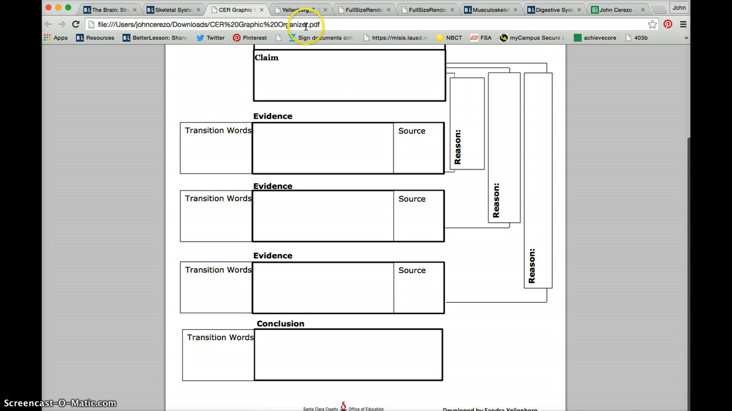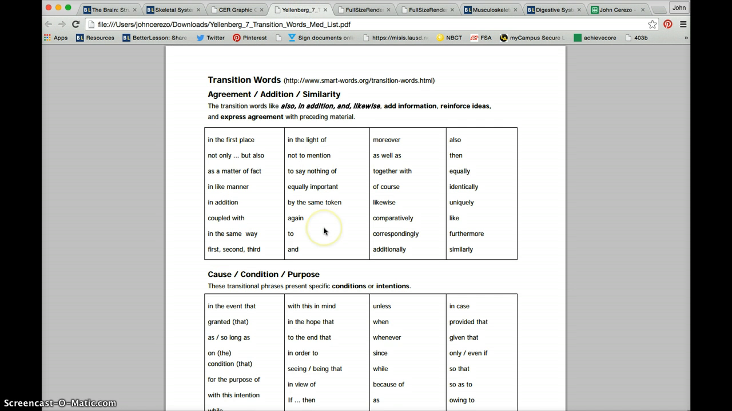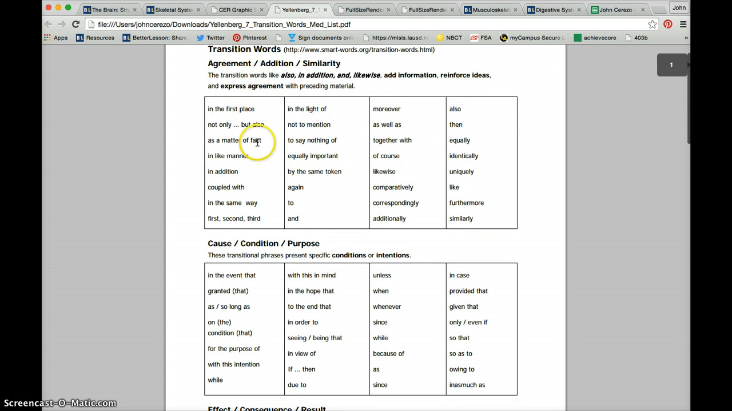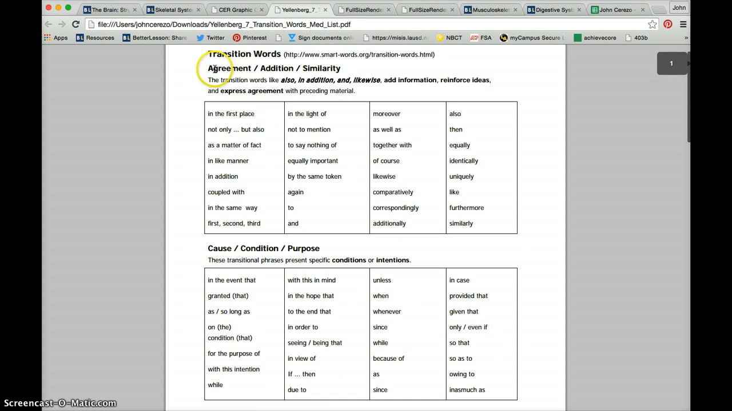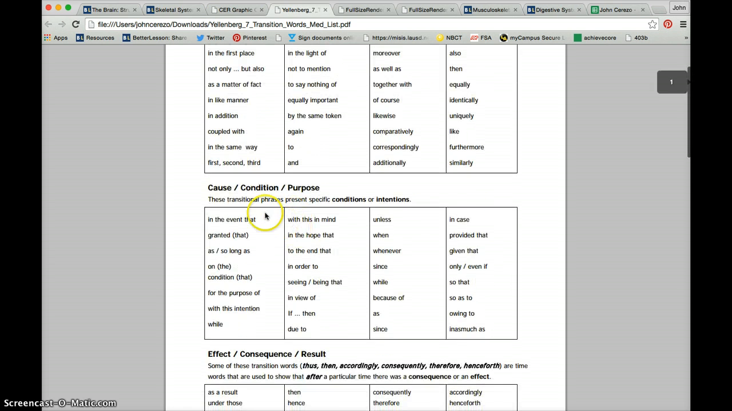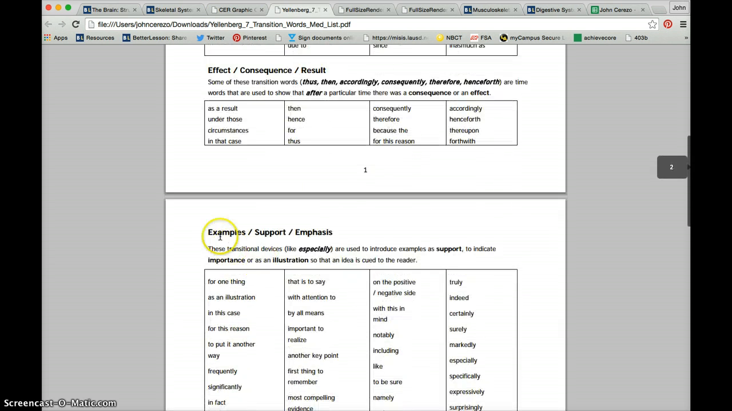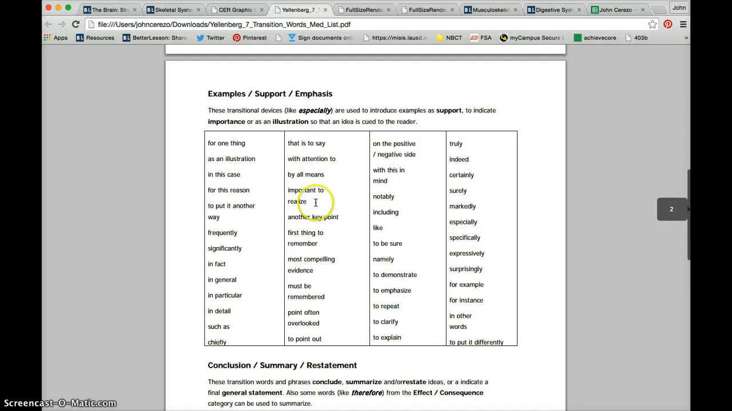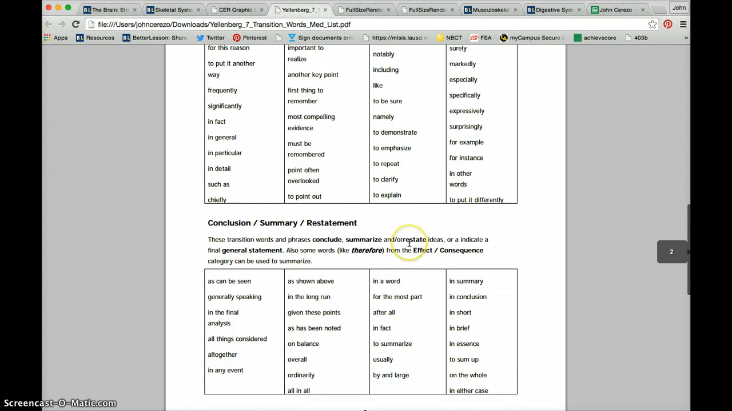In terms of transition words, like I was discussing, these are some of the transition words that I've added as a resource. So they're categorized based on type of transition word. Is it for agreement, for cause, for effect, for emphasis, and finally for conclusion.